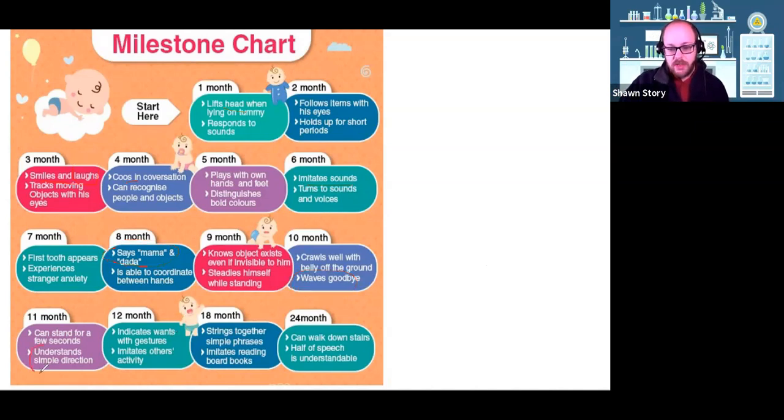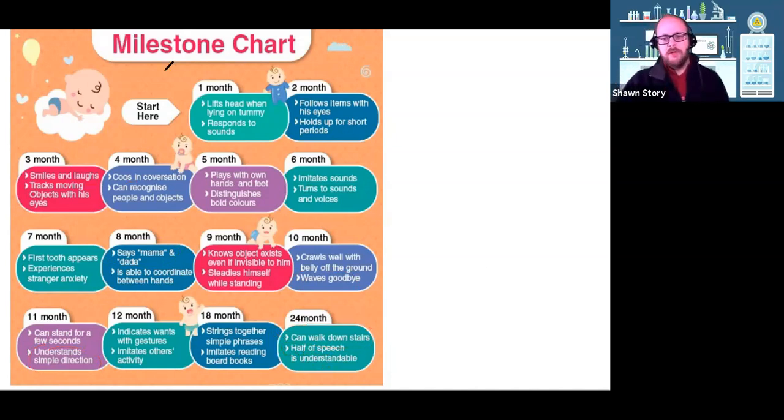Understanding simple directions. And then at 2 years, we see they're walking downstairs. Some of the speech is understandable. You should be able to understand about half of the things that are being said at 2 years old.